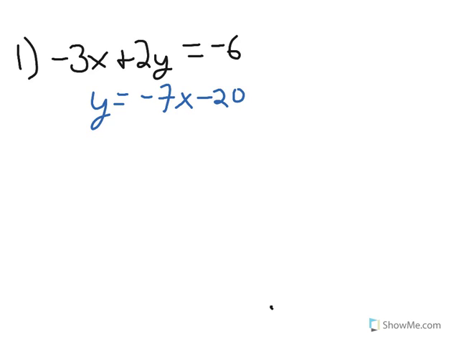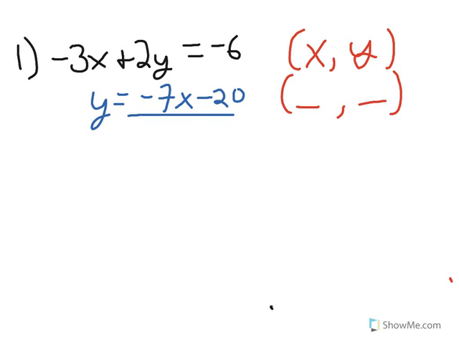I need to solve for an x and a y point that will make both of these equations true. So I'm going to find a point with an x and a y that makes both things true. I'm going to do that with substitution. Substitution basically means I have this value for y. I know that it's equal to negative 7x minus 20. So I'm going to plug it into my black equation here for y.